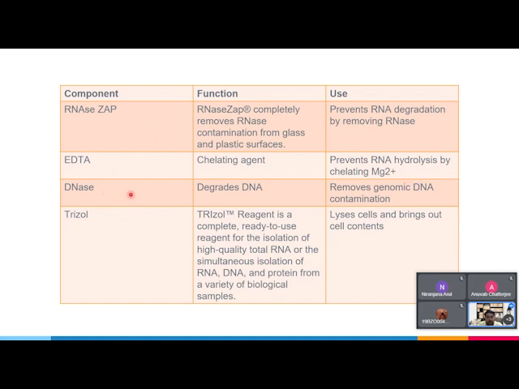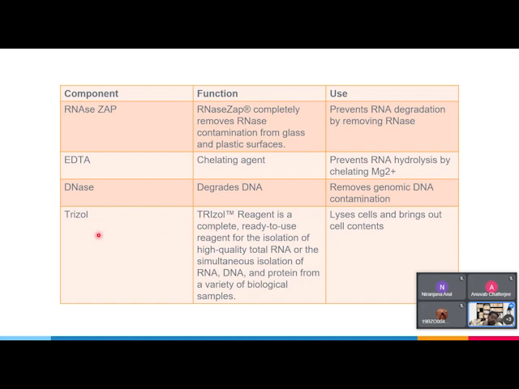Then we have DNase. In the entire procedure of mRNA purification, there will be a DNase component attached to it. DNA will try to get into the final mixture, and you do not want that. You want to remove all the DNA that is present. So you add the DNase, which degrades all the DNA present in the mixture. The DNA gets removed and you remain with only your pure mRNA. So this removes genomic DNA contamination.